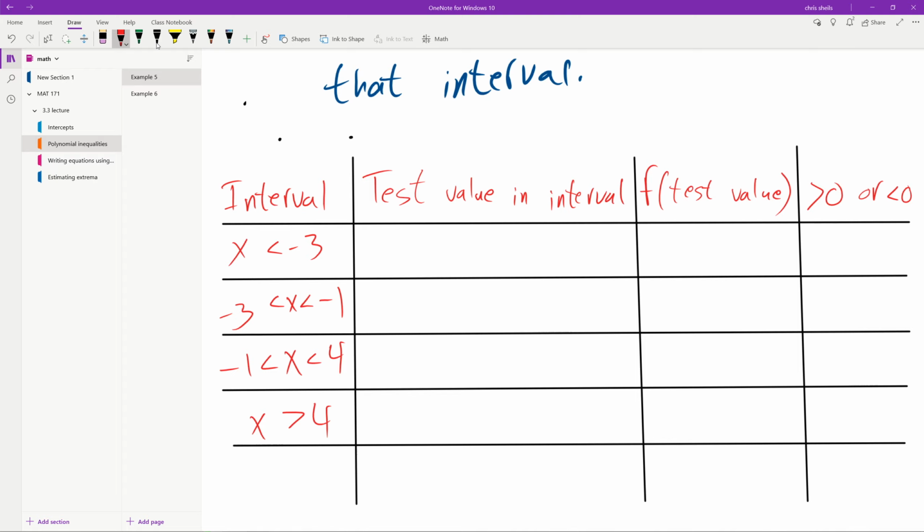So I need to choose some value of x that's in each interval. For the first interval, I will choose -4 because -4 is less than -3. In the second interval, I can choose -2 because -2 is between -3 and -1. It actually doesn't matter what number you choose as long as it is in that interval. We'll get a different number, but we'll get something with the same sign, which is what matters. Between -1 and 4, 0 is always nice. And for a number greater than 4, 5 is a good one.